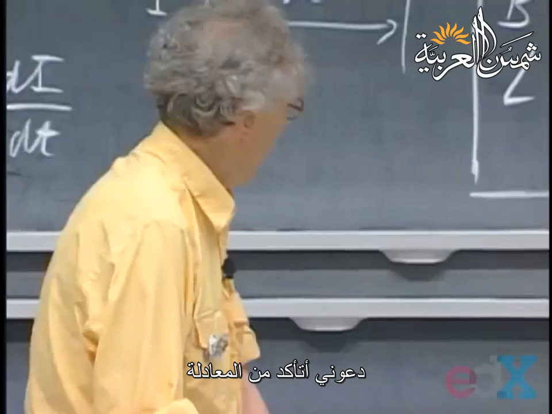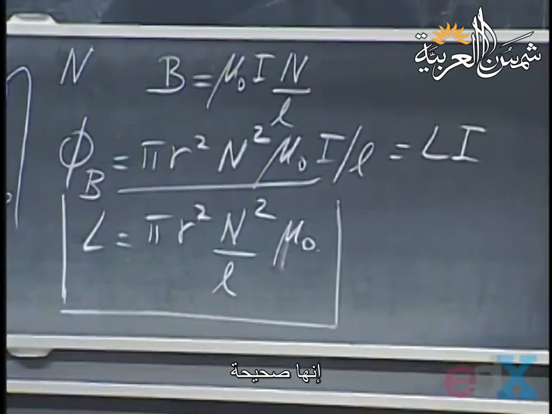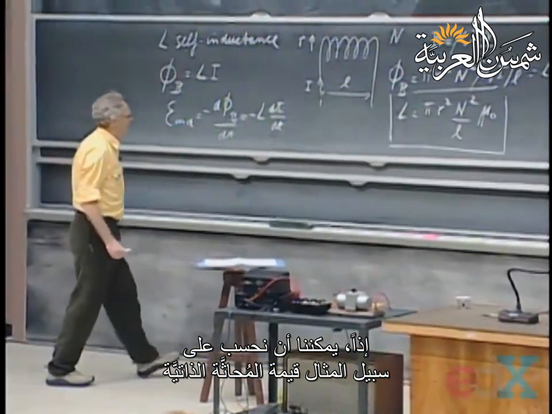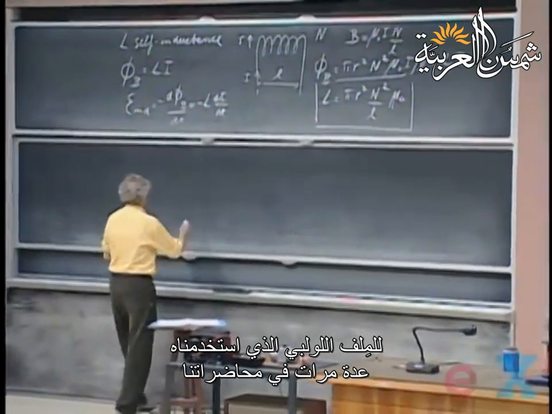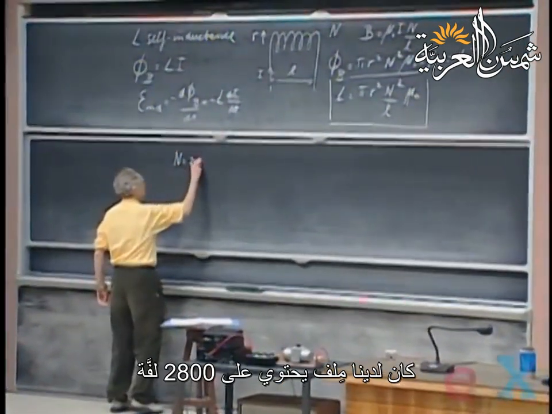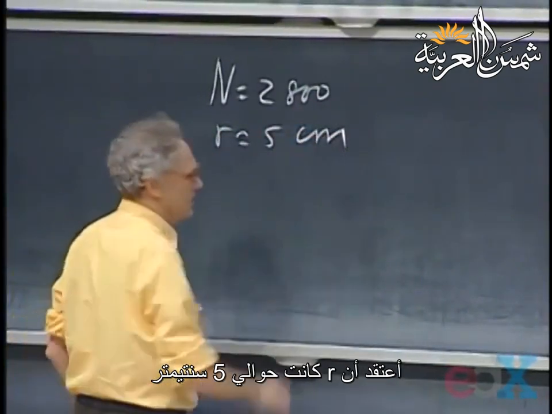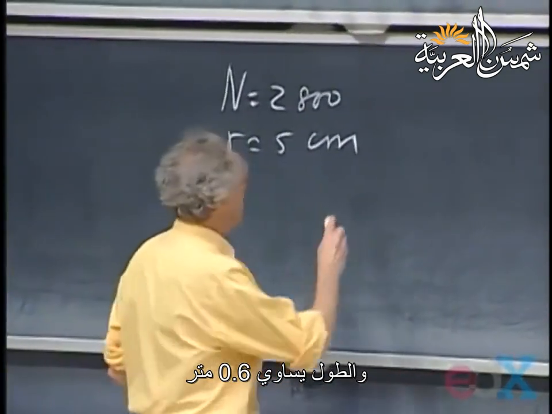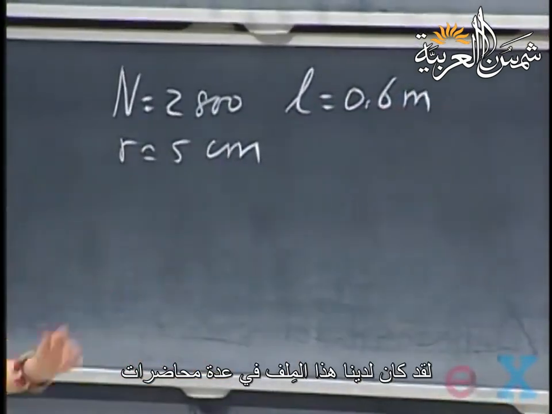Let me check this. Pi little r squared, I have a capital N squared, mu0, that's correct, divided by little l. And so we can calculate, for instance, what this self-inductance is for a solenoid that we have used in class several times. We had one whereby we had 2,800 windings. R, I think, was something like 5 centimeters. You have to work in SI, of course, be careful. And we had a length of 0.6 meters. We had it several times out here.